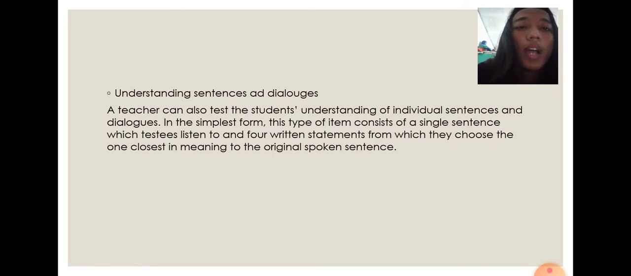Number 2, understanding sentences and dialogues. A teacher can also test the students' understanding of individual sentences and dialogues. In the simplest form, this type of item consists of a single sentence which testees listen to and from written statements they choose the one closest in meaning to the original spoken sentence.